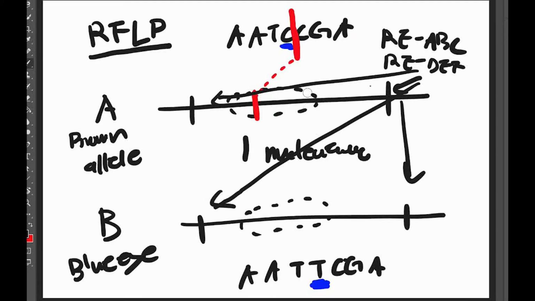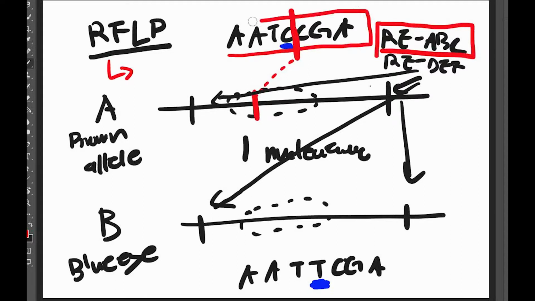What this RFLP means is that the difference in allele, a difference in a single nucleotide, makes the restriction enzyme ABC unable to find this sequence. When it is AATCCGA, the restriction enzyme ABC can find it, bind to it and cut at the spot. But when it is AATTCGA, it can't find it. It's like, oh, this is not the one I'm looking for, so it just bypasses and looks for the sequence it wants.